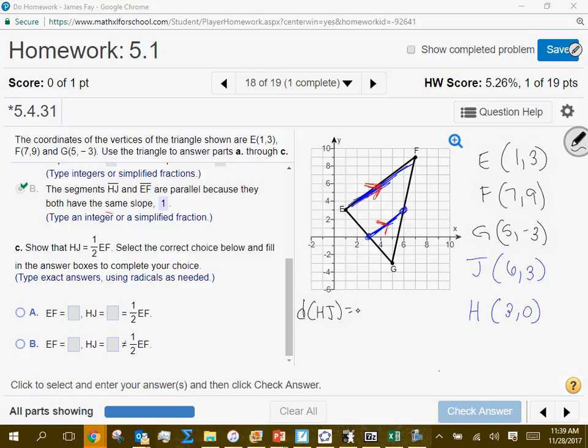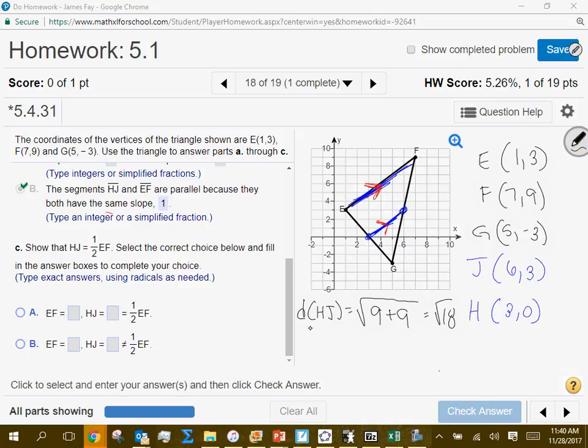So distance of H to J. Remember, that is the change in your x values squared. So when I take these two x values and I subtract them, I get 3, right? Square it, you get 9. Then add to that the difference in your y values squared. So it gives me 9. Okay, so it gives me radical 18, right? Okay. We'll talk about that in a minute, how we can simplify that maybe a couple different ways.